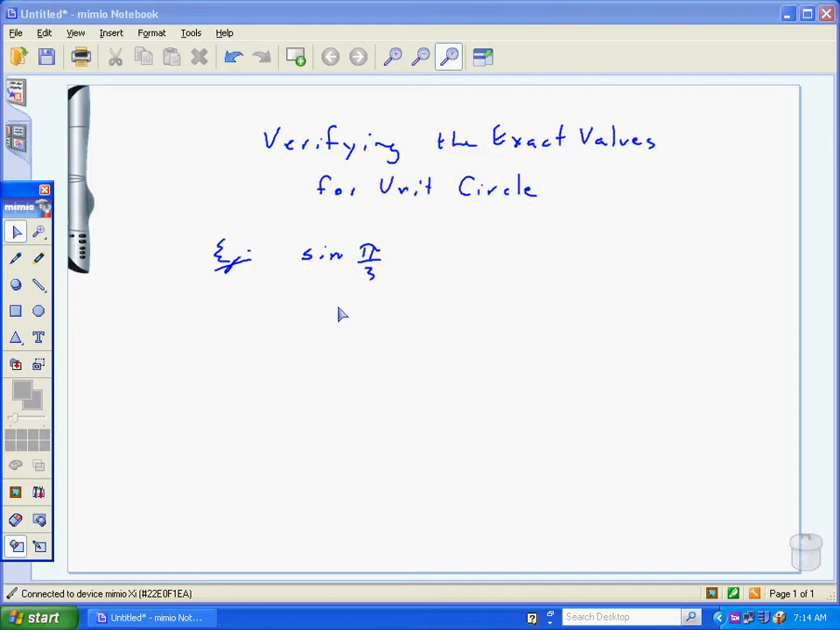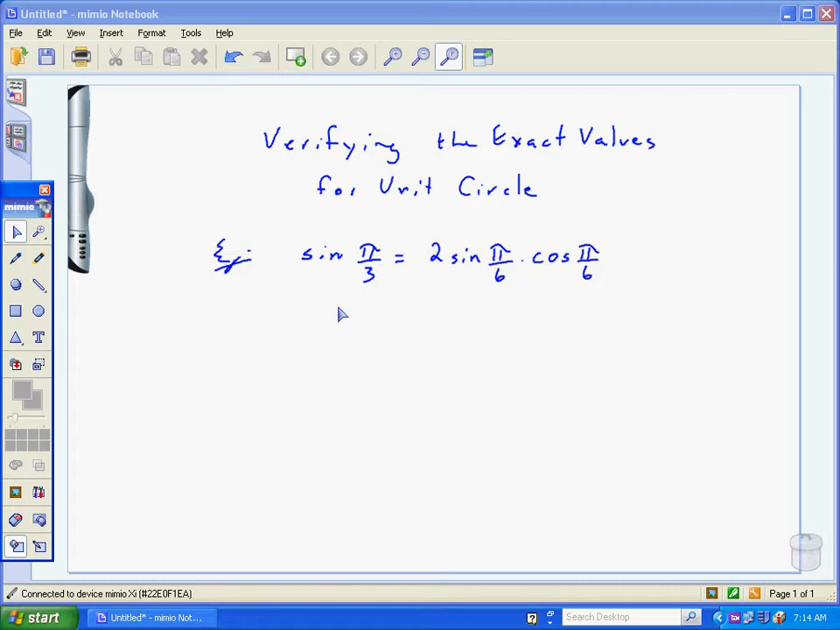We look at a question like sine pi over 3 is equal to 2 sine pi over 6 times cos pi over 6. Now, of course, we're going to have our unit circle handy and figure out what these specific values are.